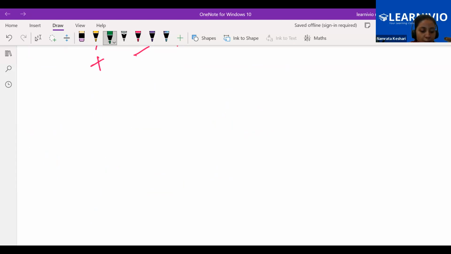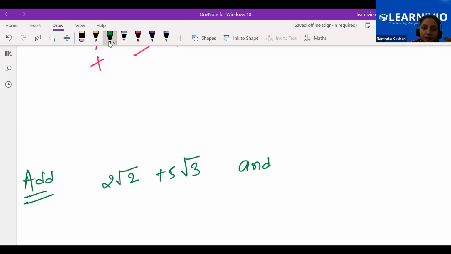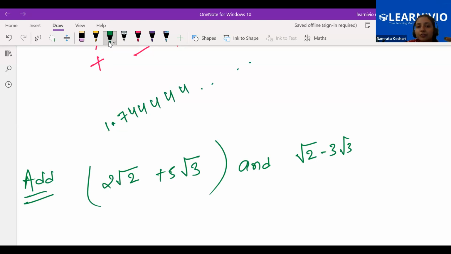So suppose we have to add 2 root 2 plus 5 root 3, and root 2 minus 3 root 3. If we have to do the addition of, this is one irrational number, irrational number के साथ कोई भी नंबर मल्टीप्लाई करते हैं, ऐड करते हैं, सब्ट्रैक्ट करते हैं, तो irrational रिजल्ट आ जाता है. सोच के देखो, अगर कोई नंबर ऐसा है 1.7444444444, इसके साथ अगर 2 ऐड कर दिए तो रिजल्ट क्या आ जाएगा?